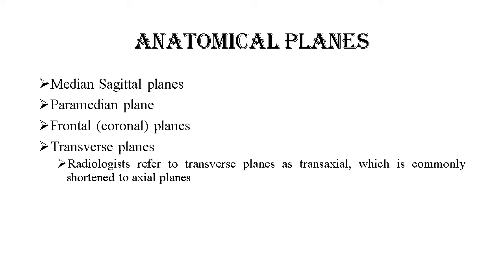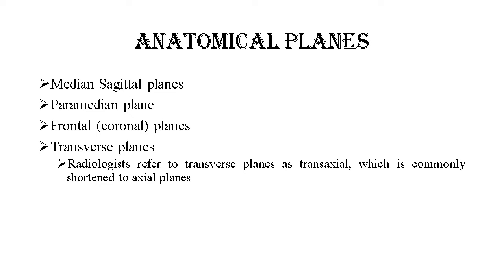Now, there are certain anatomical planes in which we divide the normal anatomical position. One is the median sagittal plane and another is the paramedian plane. Next is the frontal plane and one more is the transverse plane. This transverse plane is usually used by radiologists as the transaxial plane, which we shortened to the term axial plane. So transaxial, axial and transverse plane are synonyms.